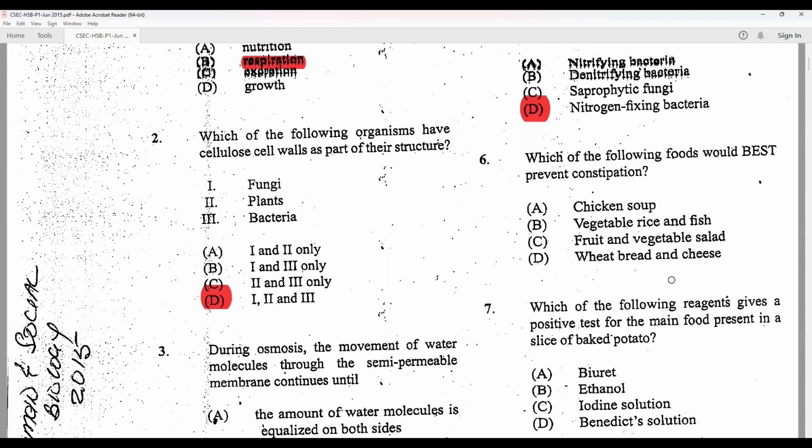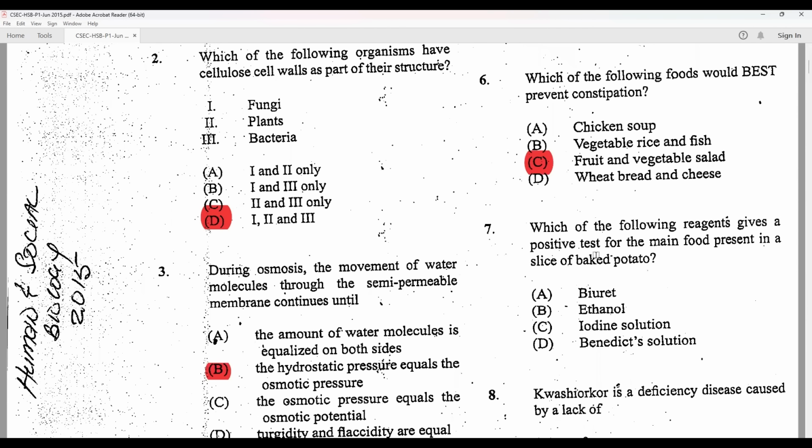Question 6, which of the following foods would best prevent constipation? You know, constipation is caused by a lack of water and fiber. So we are looking for anything that is suggesting that. And fruits and vegetable salad do have a lot of fiber in them. So that's our best answer.